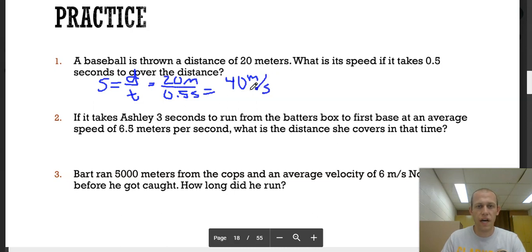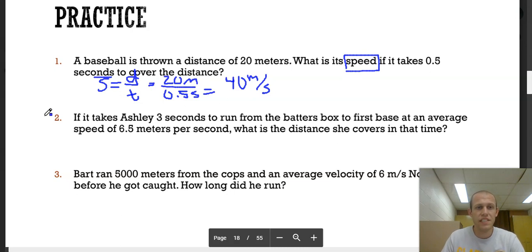40 without a decimal point here is correct using sig figs. It's only one significant figure. Both of these only have one significant figure. No direction necessary because it's a scalar quantity, speed is, because we're looking for speed here. Okay, and this is average speed. Even though it doesn't say find the average speed, what we just found, it was the average speed.